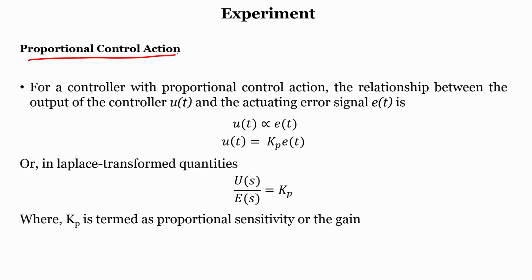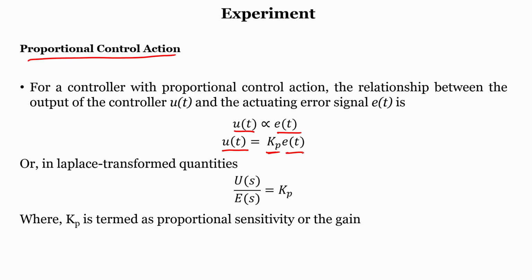Now, what is a proportional controller? The name itself says it, as we have also seen in the theory session: the output of the proportional controller is proportional to its input. The input to the system is the error, and the output is always proportional to that error. So, u of t is equal to the proportionality factor K p, also called the proportional sensitivity or the gain of the system, times e of t.